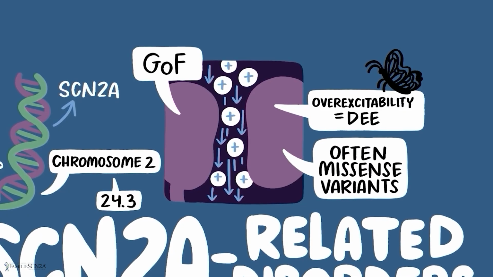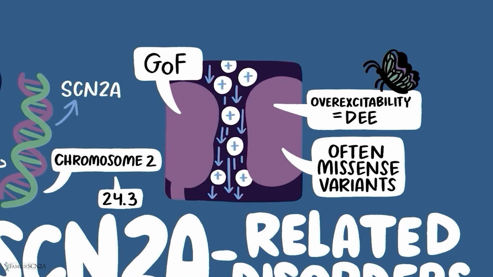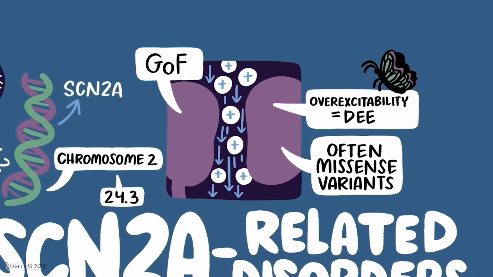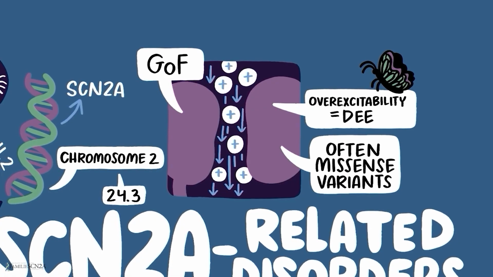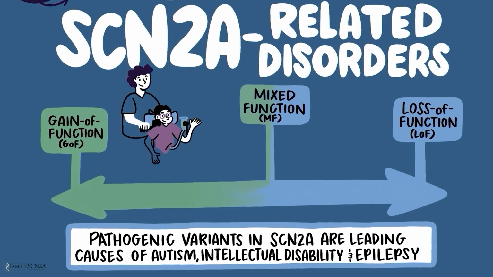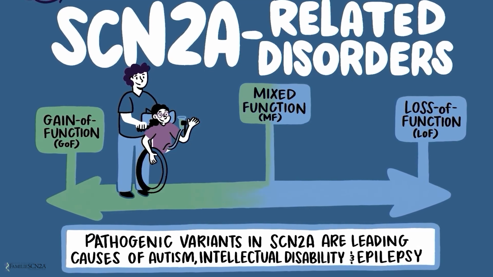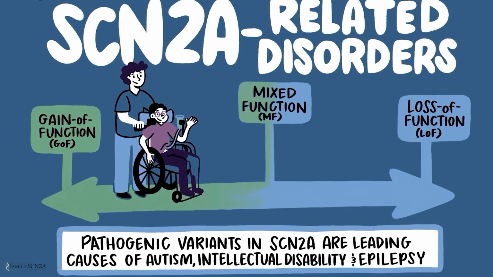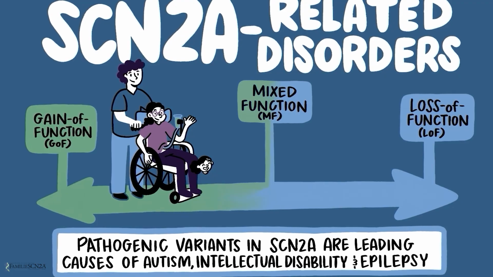The net result is increased neuronal excitability that causes developmental epileptic encephalopathy, or DEE, characterized by neonatal or early infantile onset seizures that can vary in type and severity. Mortality is high in this group, most commonly due to sudden unexpected death in epilepsy, or SUDEP, respiratory illnesses, status epilepticus, severe infection, and autonomic nervous system dysfunction.